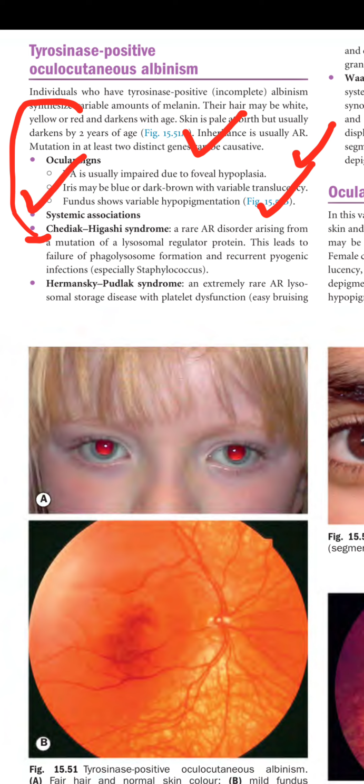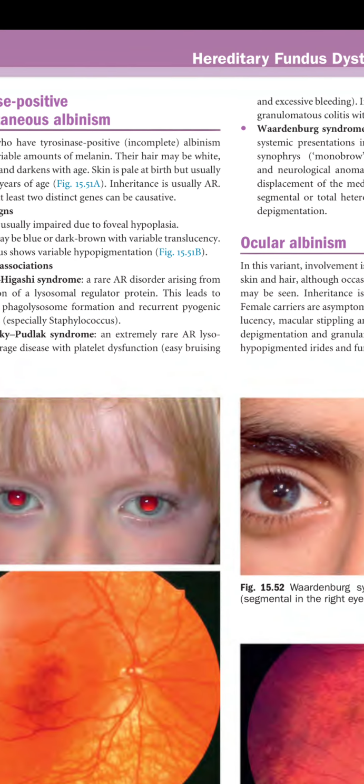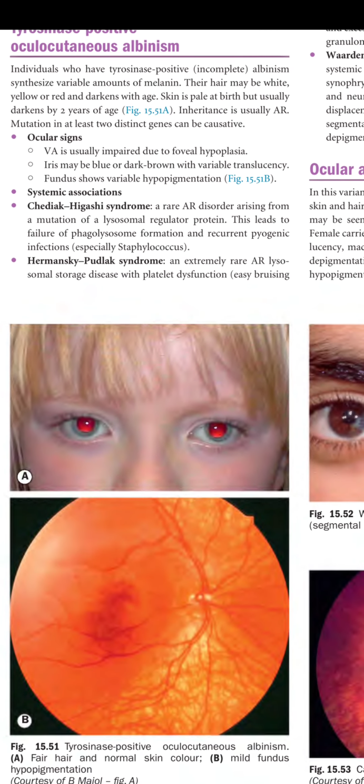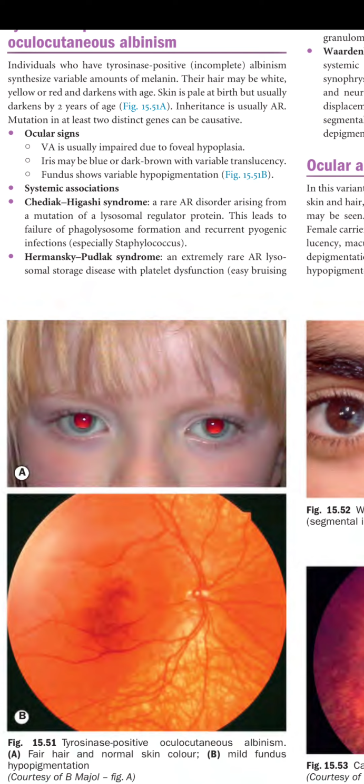So there are systemic associations: Chediak-Higashi syndrome, Hermansky-Pudlak syndrome and Waardenburg syndrome. Chediak-Higashi is a rare autosomal recessive disorder arising from a mutation of the lysosomal regulator protein. This leads to a failure of phagolysosome formation and recurrent pyogenic infection.